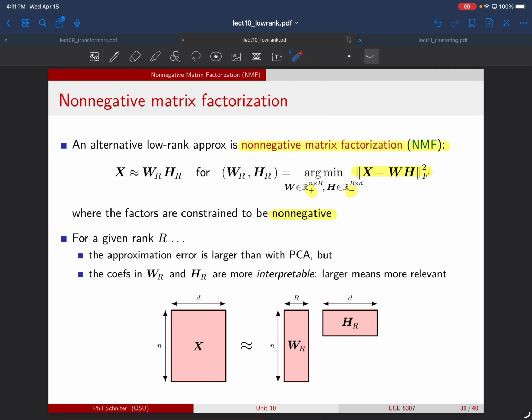And so when you do this, because you're putting some constraints on W and H, it cannot do as good of a job of minimizing the RSS. So the RSS, or the approximation error, will be worse. But what you get is more interpretable coefficients. When you look at the entries in these matrices, the larger the magnitude of the entries, the more important they are, because the larger the entries, the more they contribute to X. So we'll see some pictures of this. But in some applications, this is very important.